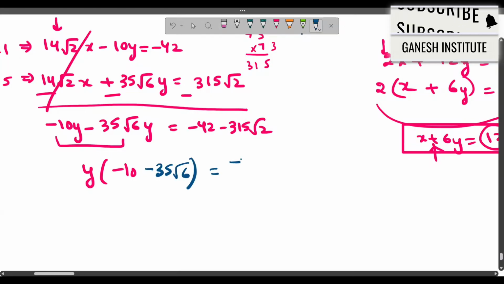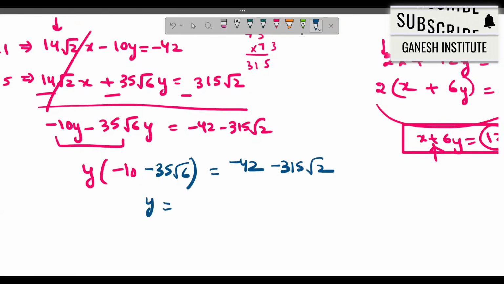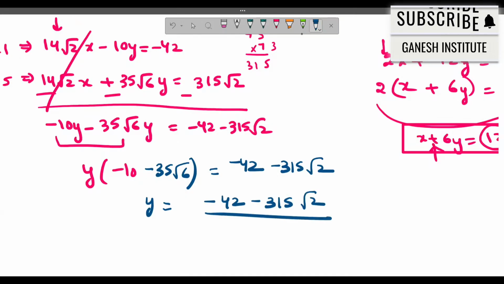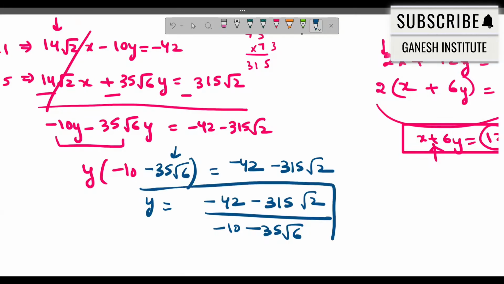Yes. And this is minus 42 minus 315 root 2. And then you will bring this part down. Why would you divide? You divide it, all right, because you're keeping y. Okay. Yeah, I get it from here, and then you can't break that down any further.